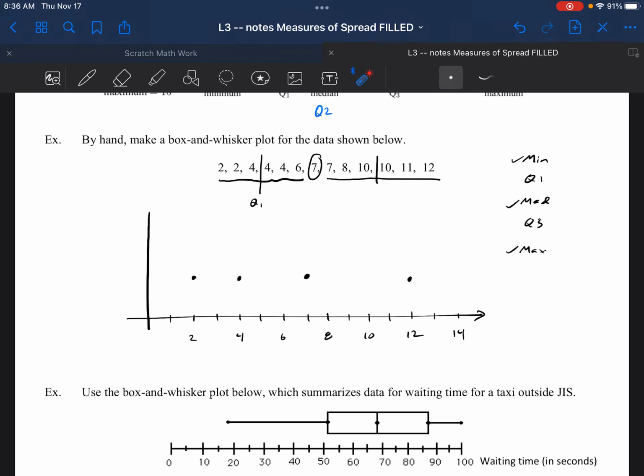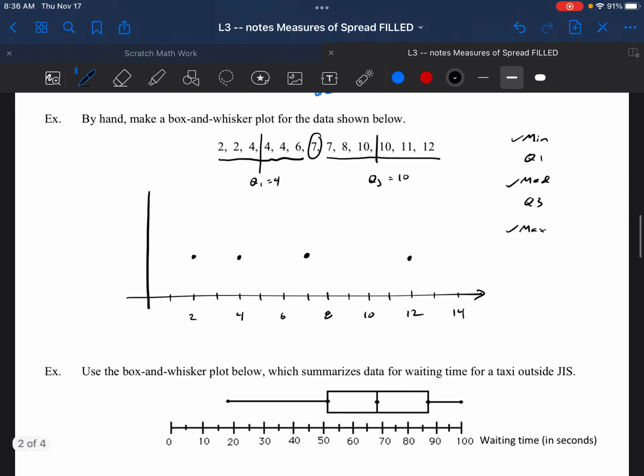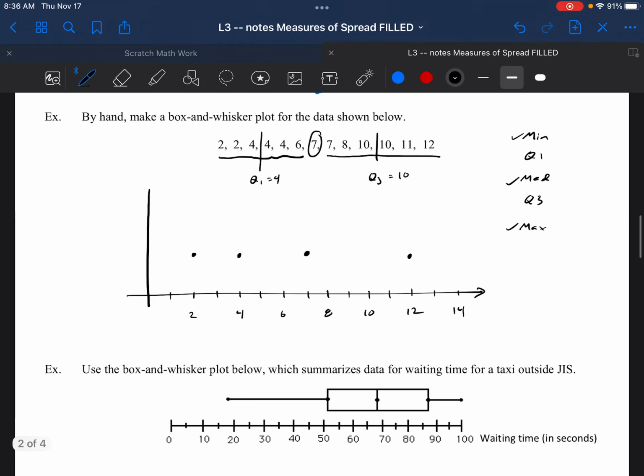And similarly, if we take the second half of the data and we cut it, we get Q3 is actually 10. Remember, we've talked about before how to find the middle if we have even values, right? We take the middle, the 2 middles really. So here are the 5 important points. Okay, min, Q1, median or Q2, Q3, and max.